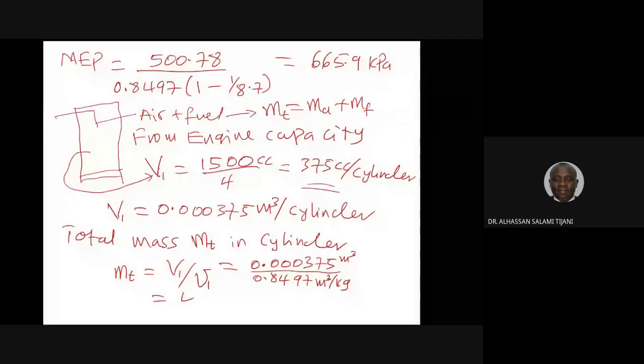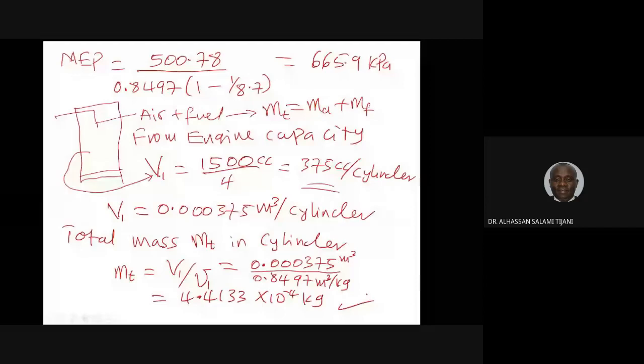Okay, so finally, the total mass now gives me 4.4133 times 10 raised to the power minus 4 kilogram. So this is the total mass of both air and fuel inside the cylinder. We don't know the mass of the fuel separate and the mass of air separate. It's not known.